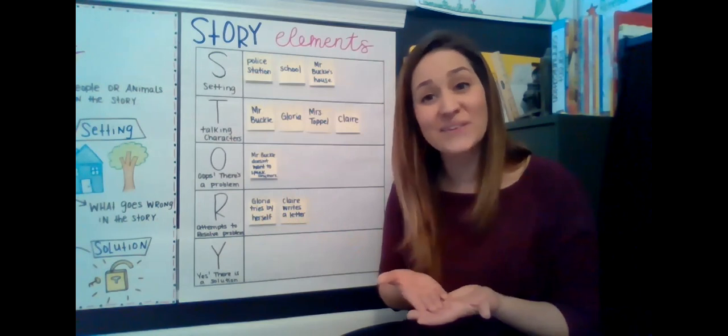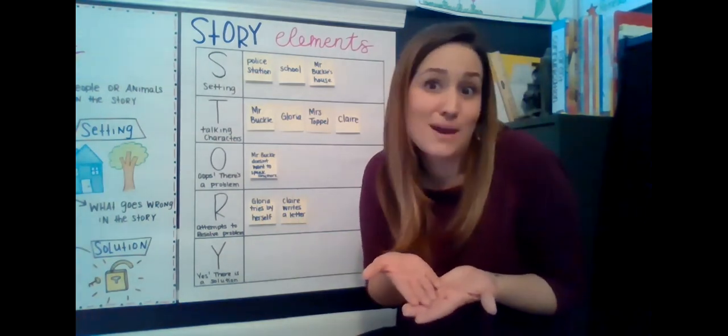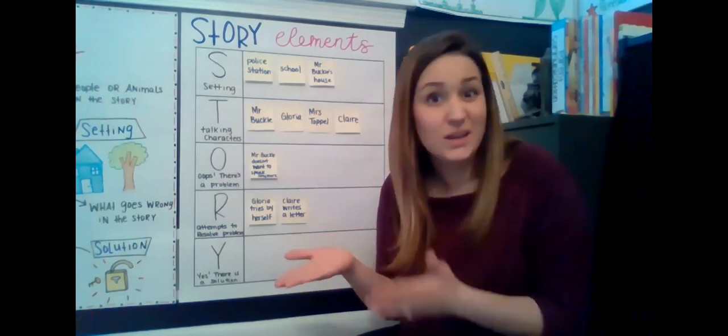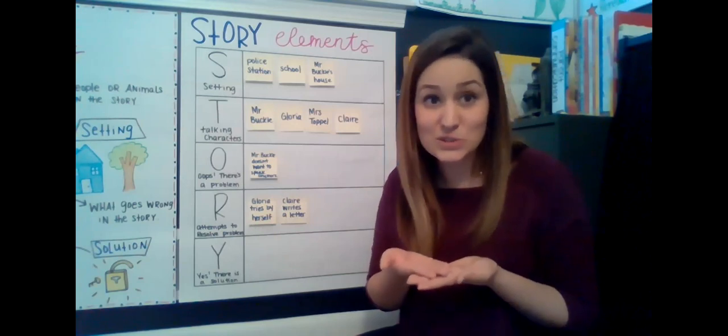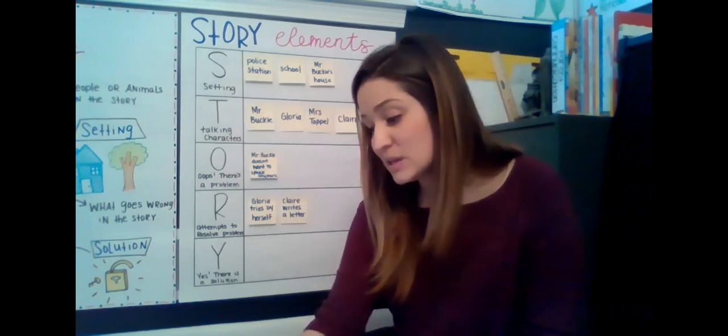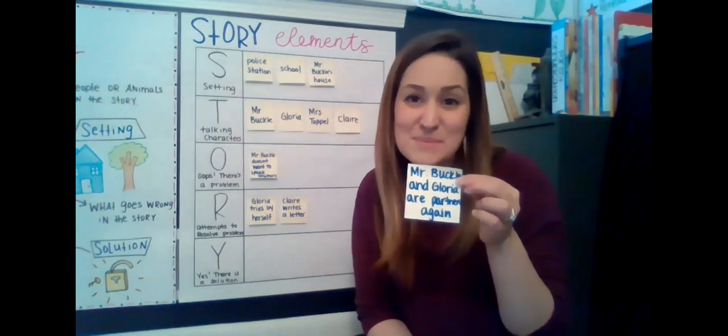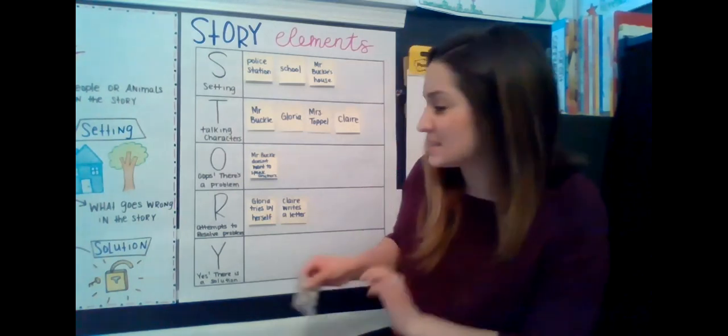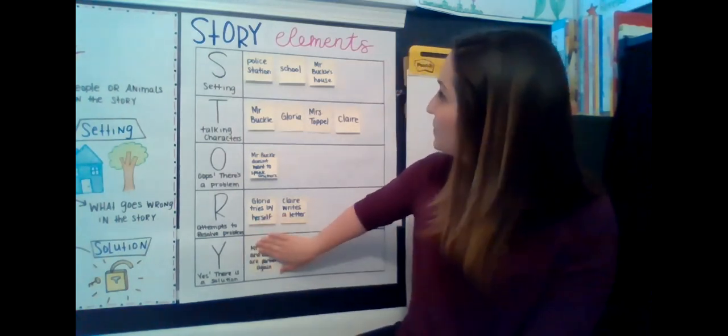They'll work together, right? They'll be partners. They're best buds and they're going to share together because that's the best way it works. When Officer Buckle's alone, it's kind of a little boring. When Gloria's alone, everybody sleeps. It just doesn't work. But together, they're a really great team. So that was their solution. They're going to do it together. So I have Mr. Buckle and Gloria are partners again. And I put that as our solution.